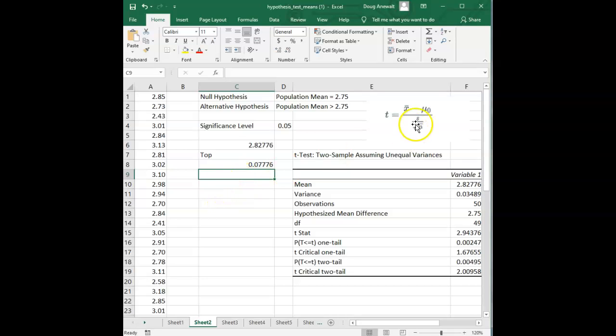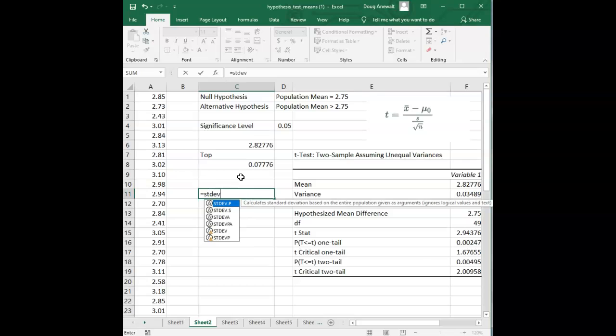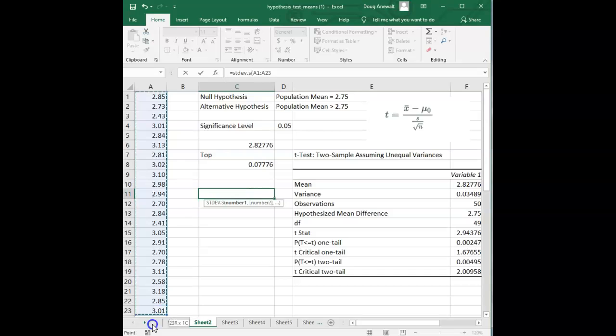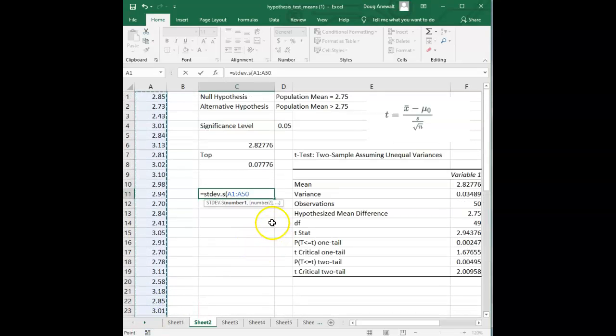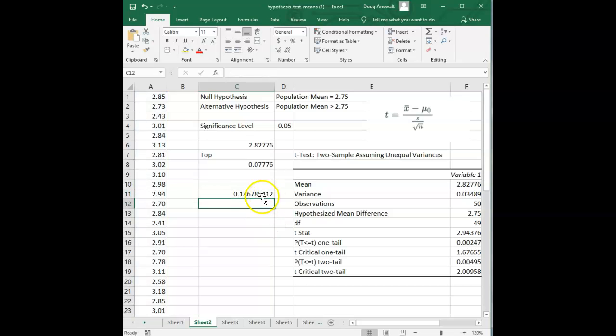Now on bottom, I need to first figure out what is my sample standard deviation. So stdev.s, because we have a sample. Again, I'm going to select my data. There's my sample standard deviation. I need to divide that value by the square root of the sample size here.